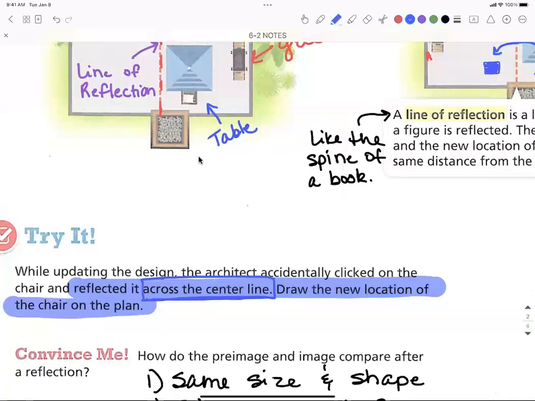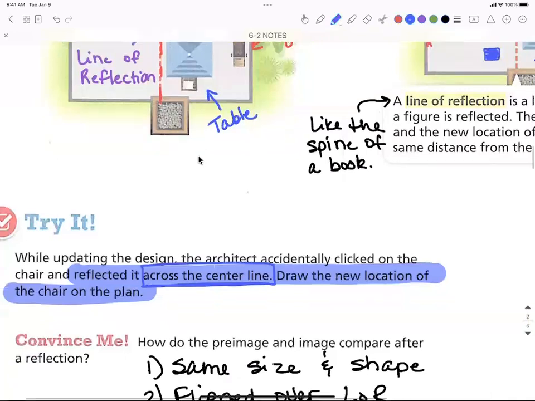It's in the directions somewhere. Either they've given you two figures and you have to put it in there, or they've told you where it is and then you have to reflect a figure. But you cannot do reflections without a line of reflection, okay?